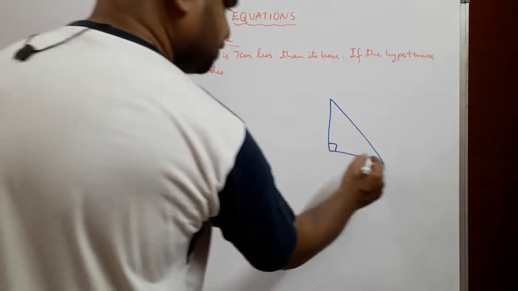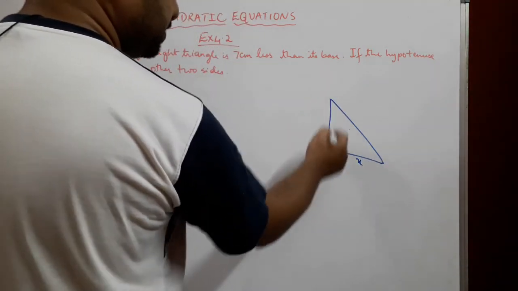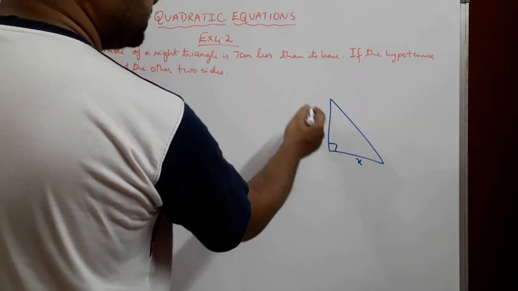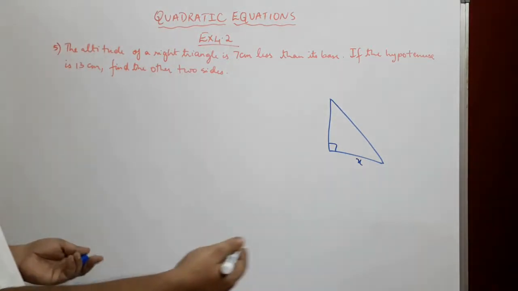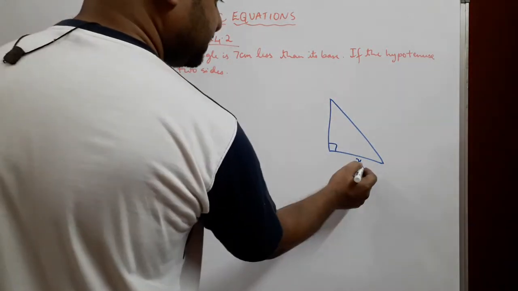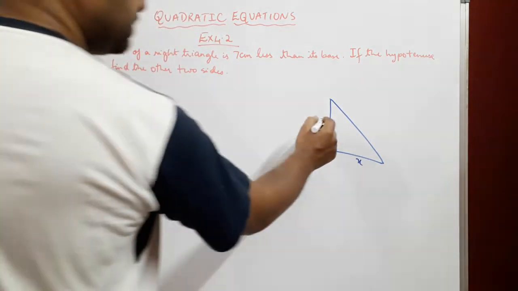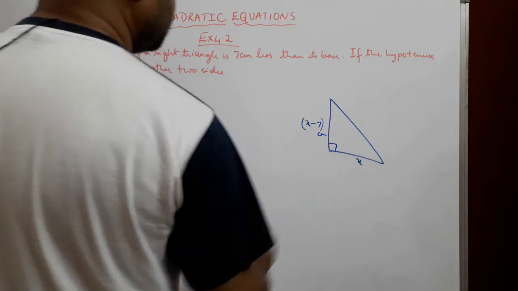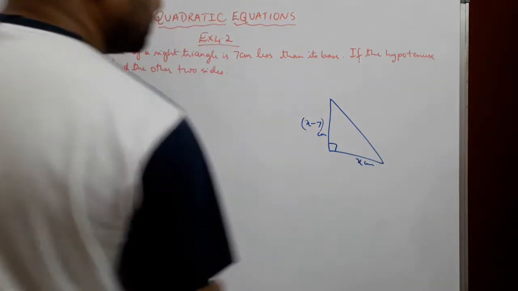So if we assume the base as x, it says the altitude, which is the height, has got to be 7 centimeters less than the base. Less than 7 centimeters means subtraction, a minus sign. So 7 less than x means x minus 7 centimeters, and the base will be x centimeters.